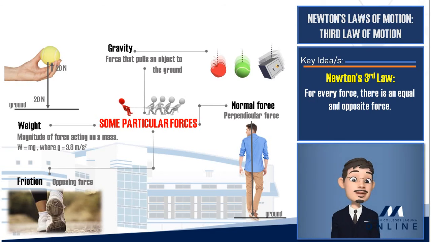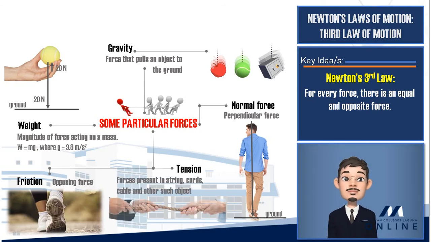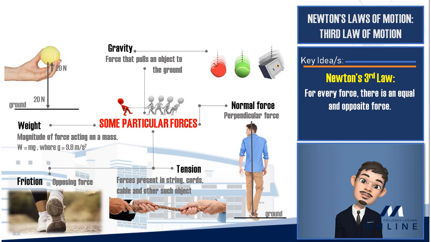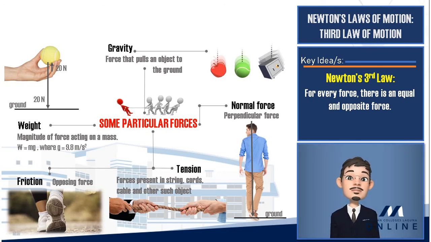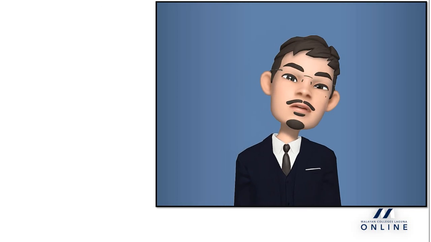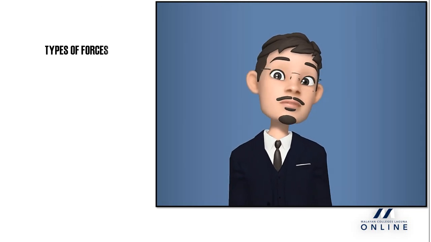And lastly, the tension. When we pull a cable or rope attached to a body, the cord pulls on the body with a tension force away from the body and along the cord. In this type of force, the cord or cable or string or other such objects is typically referred to as massless, meaning its mass is negligible compared to the object's mass, and unstretchable. This cord serves only as a connection between two bodies. These are the common types of force that we are using in the study of motion.